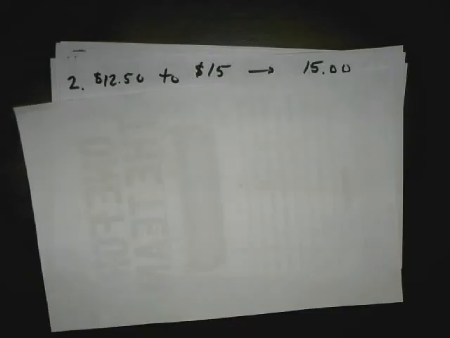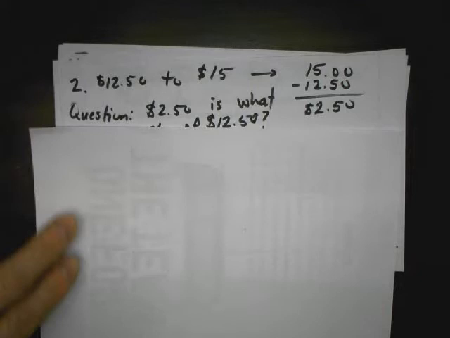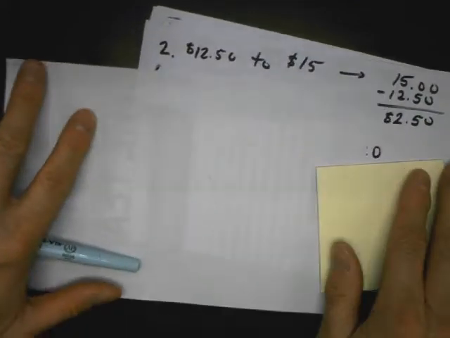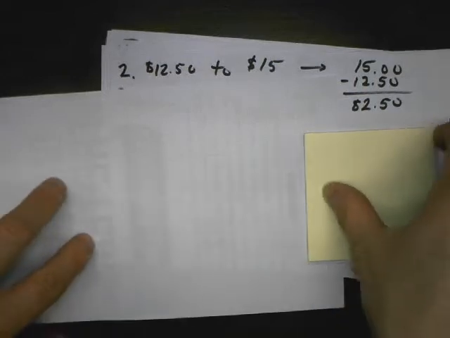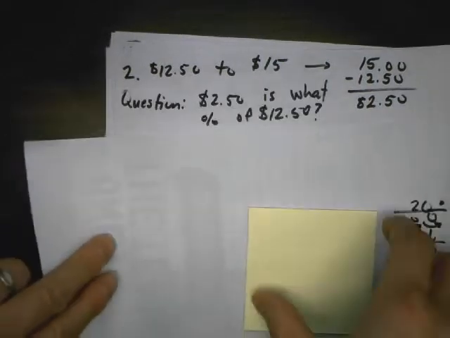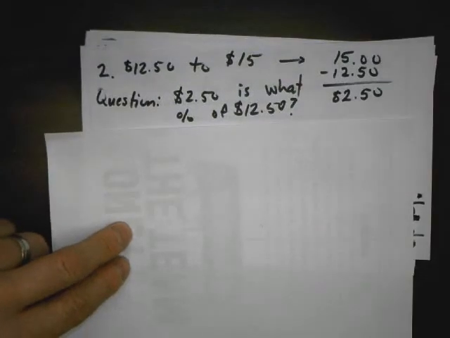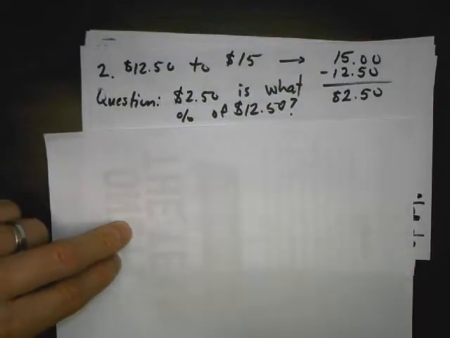Number 2 says, a company raised the price of an item from $12.50 to $15. What's the percent of increase? We got to find the amount of increase first of all, which means I have to subtract. So when I subtract these two, 15 take away 12.50 is 2.50. So it increased by 2.50. So this question is really asking us, $2.50 is what percent of 12.50?